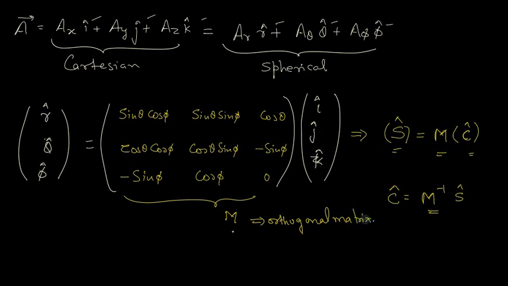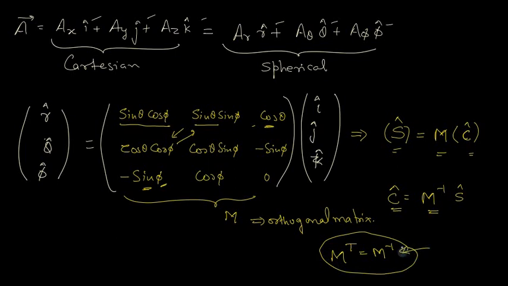And we have discussed in the chapter on matrices that for orthogonal matrices, M trace is equal to M inverse. So you just have to trace this matrix and you will get it. The components remain here, this component will come here, this component will go here, this component will come here, and this will give me just the transpose of the rows and columns, and you will get this M transpose.